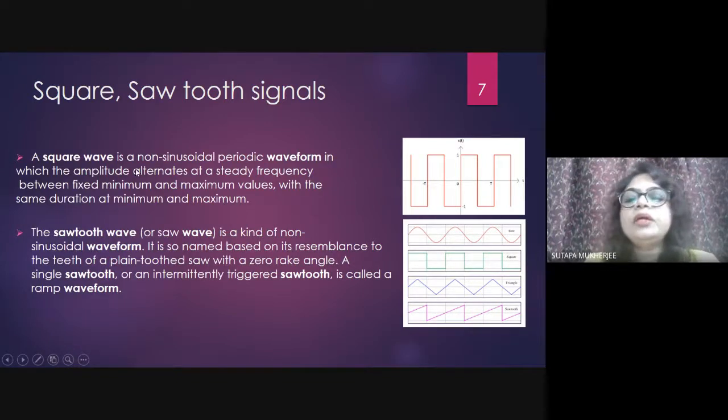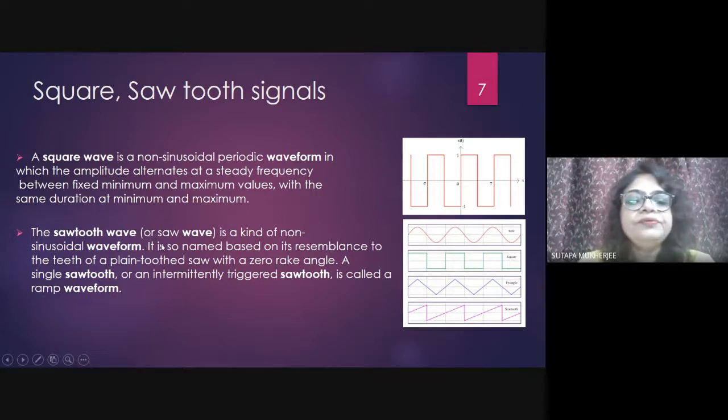A square wave is what? It is a non-sinusoidal periodic waveform, because it will come periodically. Here the time period is, starting from 0, again it comes down. After that, after time capital T, it will start again. So the time period is capital T, where the amplitude alternates at a steady frequency between fixed minimum and maximum values with the same duration at minimum and maximum. Definitely it will be with the same duration.